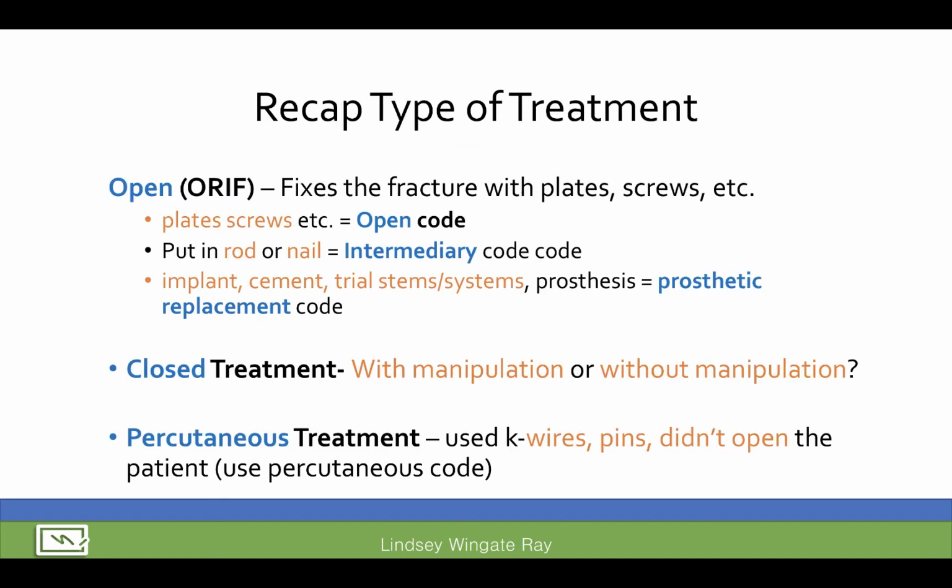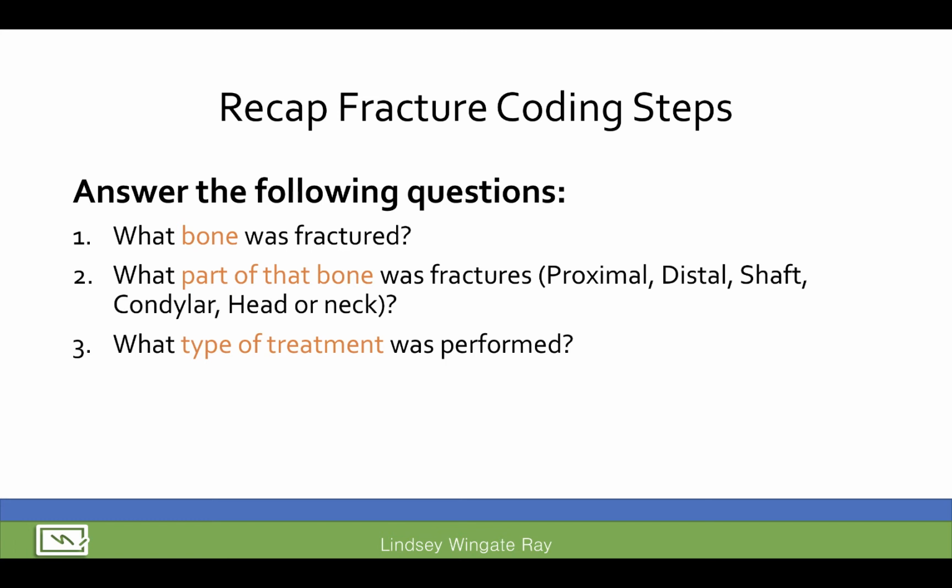So let's recap. An ORIF is with plates, screws, etc. If it was with a rod or a nail, that's an intramedullary code. Implant, cement, or trowel stems are prosthetic replacements. For closed treatment, you will need to know, was it with manipulation or without manipulation? For percutaneous treatment, you will need to know if there were wires or pins, and they did not open the patient. So these are the questions you should ask when coding a fracture. What bone was fractured? What part of that bone was fractured? And what type of treatment was performed?